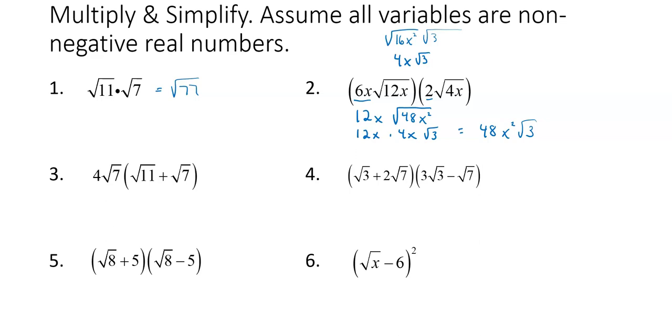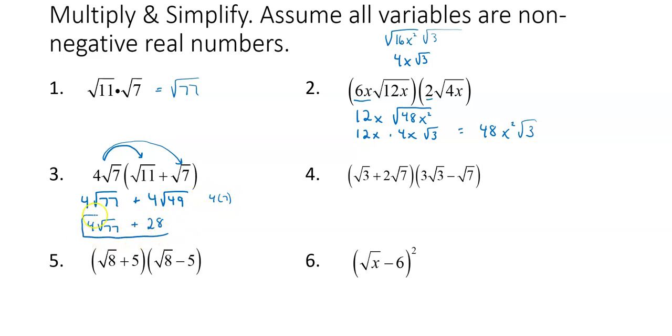For number 3, this is a distributive property problem. So everything on the outside gets distributed to everything on the inside. So let's do this carefully. What's outside stays outside. What's inside stays inside. So I get a 4 square root of 77, because 7 times 11 is 77. Now, when I distribute the 4 and the square root of 7 to the second term, I get 4 square root of 7 times 7, which is 49. So I get 4 square root of 7 square root of 7 gives me 4 square root of 49. So here I get a 4 square root of 77. The square root of 49 is just 7. So 4 times 7 gives me 28.